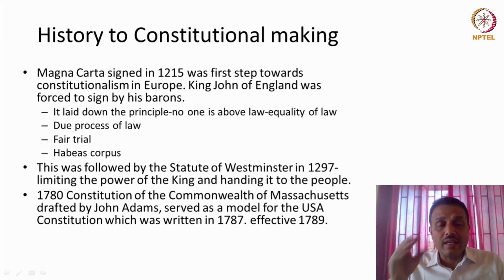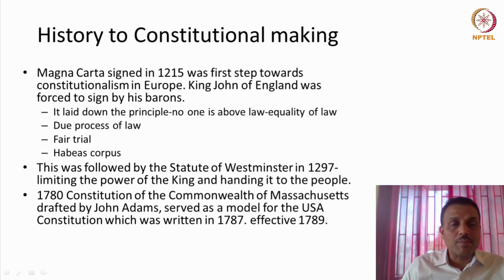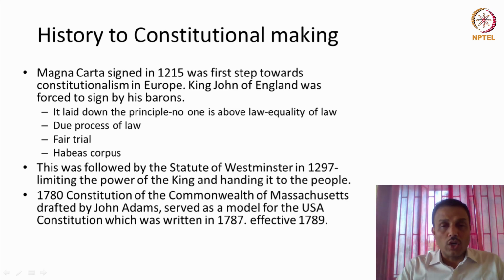Second, it laid down fair trial, because it was very important for the administration of justice not to hold someone guilty before the evidence is adduced. And everyone should have an opportunity to defend himself or herself. So the fair trial process was something that Magna Carta insisted upon, and the origin of the writ of habeas corpus, which is a writ under Article 32 of the Constitution of India, was also brought about in this document.